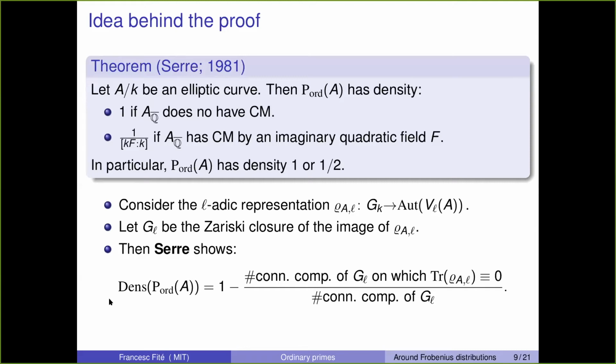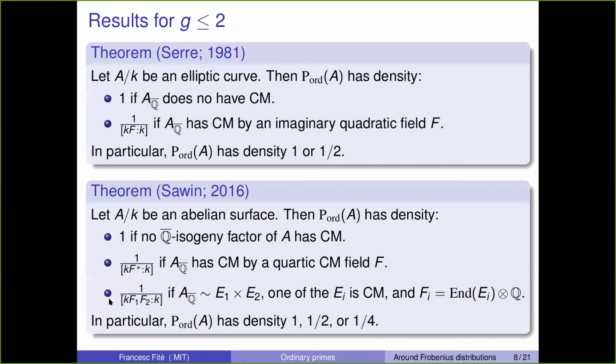Can you go back to the previous slide? Yep. So in this theorem of Sawin, what about the case where A over Q-bar is the product of 2 CM elliptic curves? Do you consider that to be part of the second bullet, or? I consider this part of the third bullet. Oh, so "1" means at least 1. Yeah, at least 1. Oh, okay. Thank you.